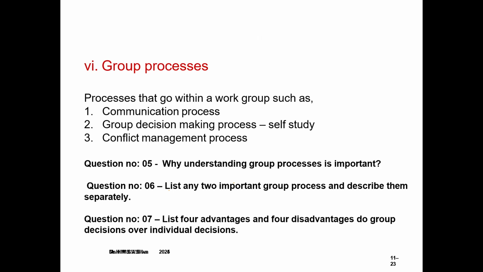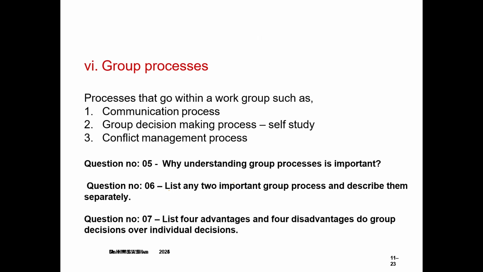Then the group decision making process. You may have learned about group decision making: initially you have to identify the alternatives, then evaluate the alternatives for the situation, then select the most appropriate alternative, and then implement it and see whether the alternative for your decision is successful or not. Likewise, the group decision making process should be explained.